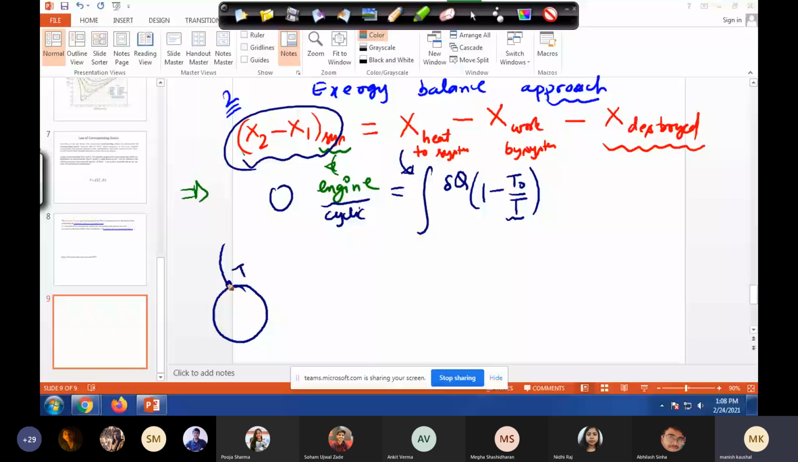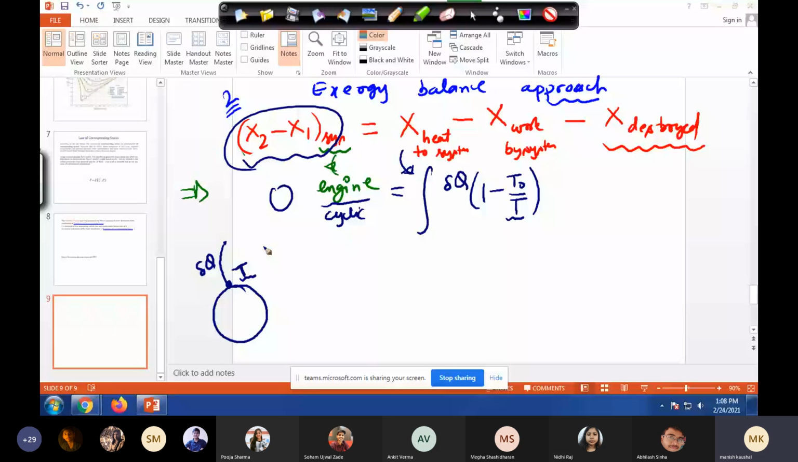So this is the δQ, and this is the temperature which we are talking about. And here what we assume, so what is exergy? Since Nidhi asked, what is exergy by the way, definition or availability? Maximum available energy, right? Or maximum energy which can be used as work. You agree, Nidhi? Yes, sir.